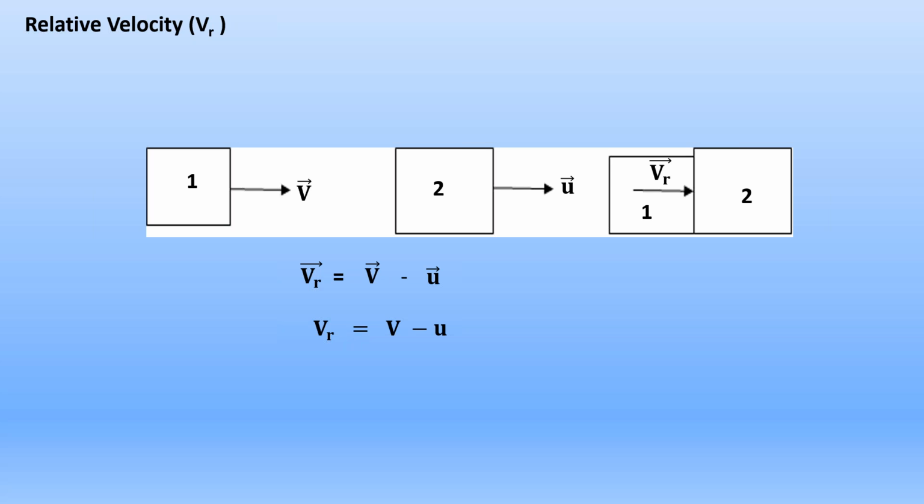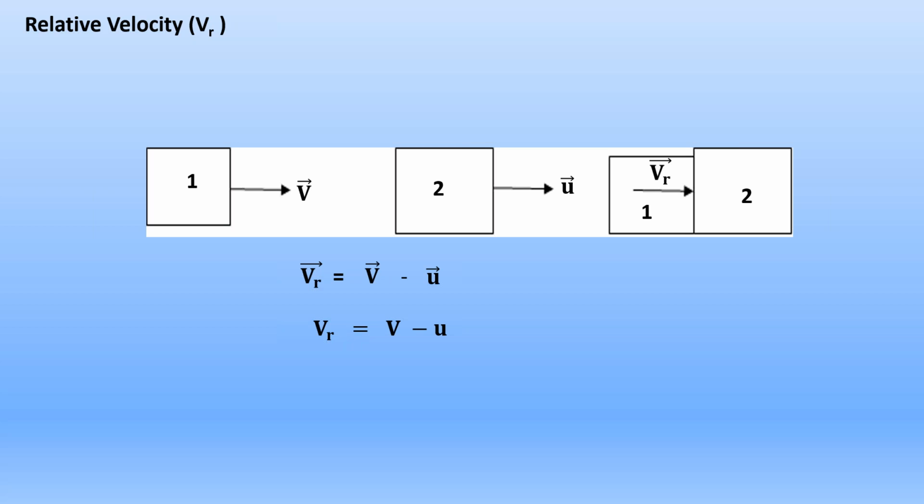Since both bodies are in moving condition, the first body strikes the second body. Let us assume that the first body's absolute velocity v bar is greater than the second body's absolute velocity u bar. Then the first body strikes, hits the second body.